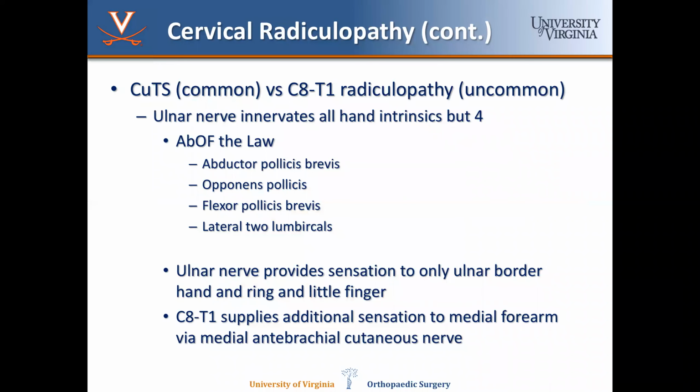This is a tough one, but it was in the review chapter, and it can be tested: determining the difference between cubital tunnel and a C8-T1 radiculopathy. Remember that the ulnar nerve innervates all hand intrinsics but four, and you can remember this with "above the LOAF." So abductor pollicis brevis, opponens, flexor pollicis brevis, and the two lateral lumbricals. The ulnar nerve provides sensation only to the ulnar border of the hand and the ring finger, whereas C8 and T1 provide additional sensation over the medial forearm via the medial antebrachial cutaneous nerve.